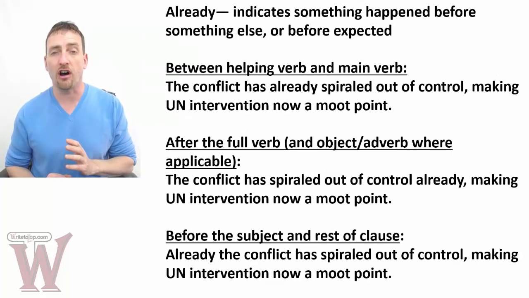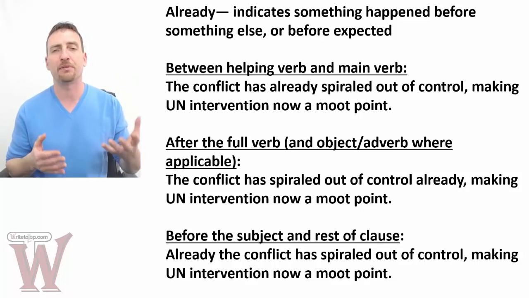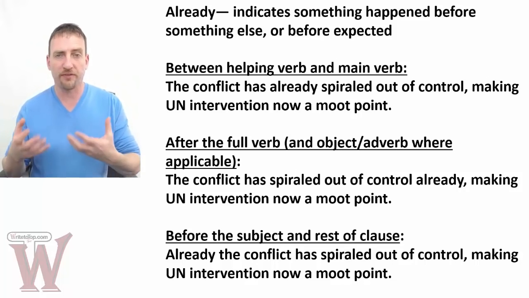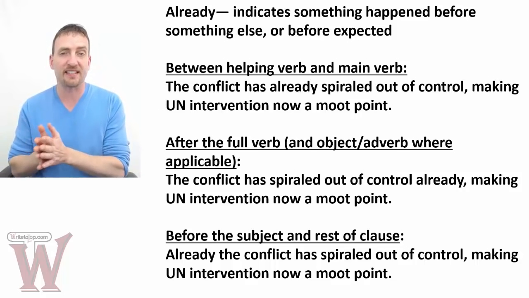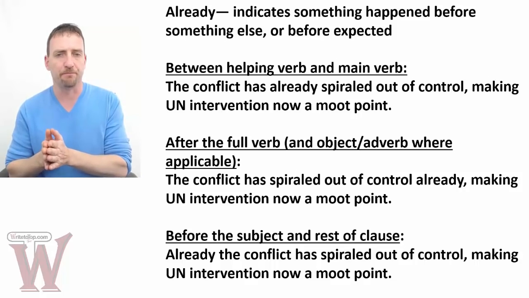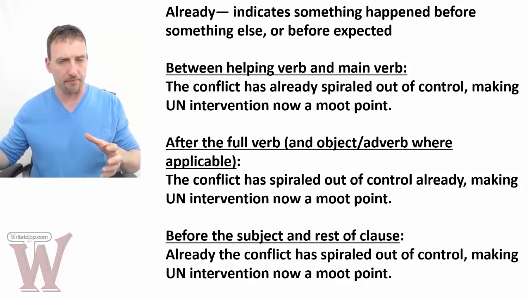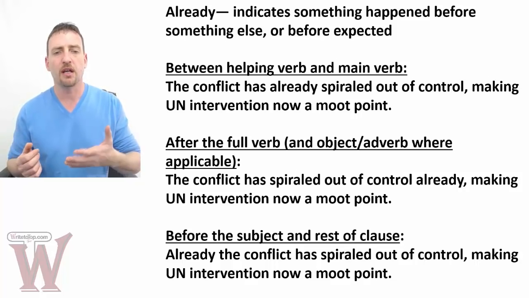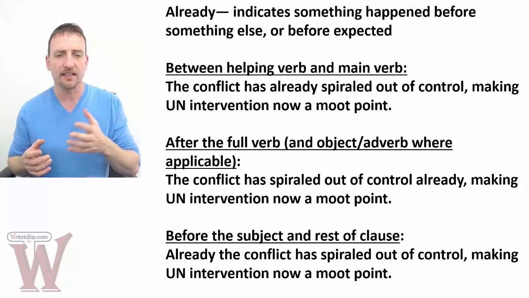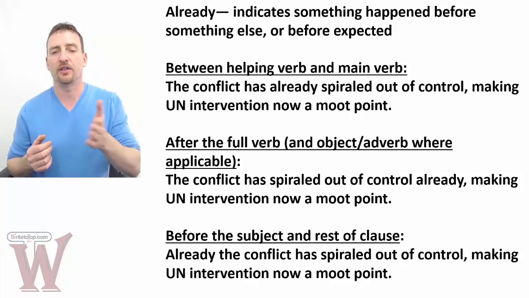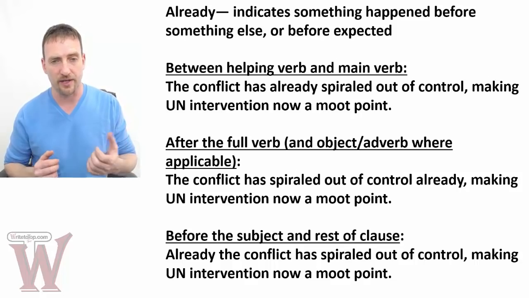We're going to start with already. Now, already indicates that something has happened before something else or before it was expected to happen. So that's easy, but in terms of positioning, where do you put already? You can put it between the helping verb, has or have, and the main verb, the past participle verb. You can put it after the full verb, and if it takes an object after that, I'll talk about it in a second. And you can put it before the subject and the rest of the clause. So at the beginning of the sentence, okay?